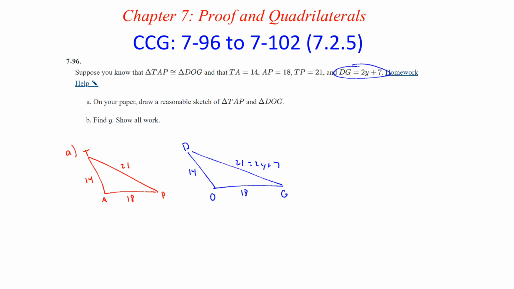And so we've done part A, which is to draw the sketches, and then part B is to find the y value. Well, now that we know that TP and DG are congruent, we know that 21 is equal to 2y plus 7, 14 is equal to 2y, and therefore y is equal to 7. And so that was part B.